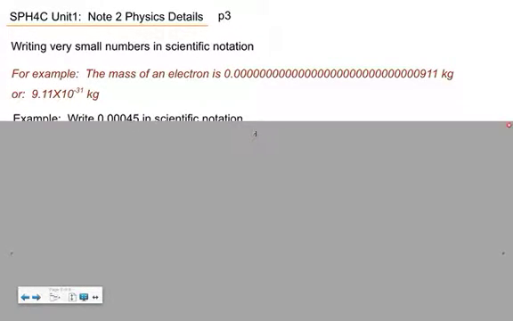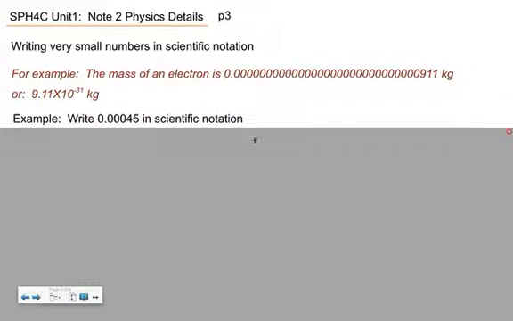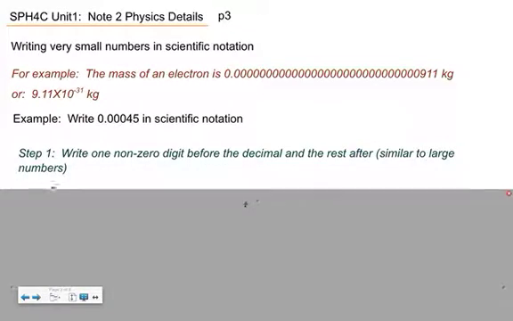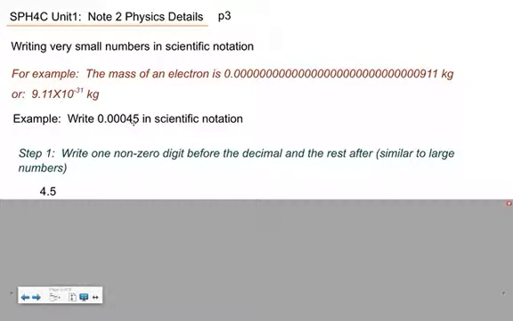So I'm going to show you the rule. Say I'm going to take this one, which is again a nice smaller number. You do the same thing to start. You write 4.5. And if there were zeros, say over here, like 000450, you might be tempted to write 4.50, but you don't have to.